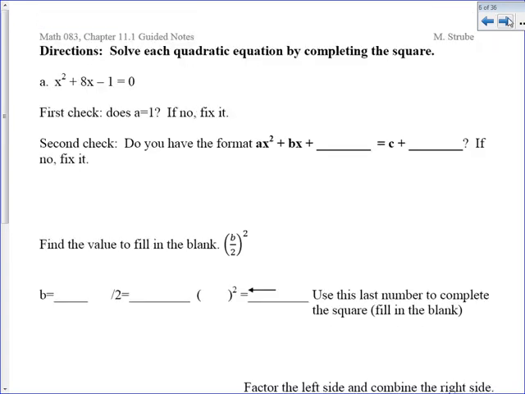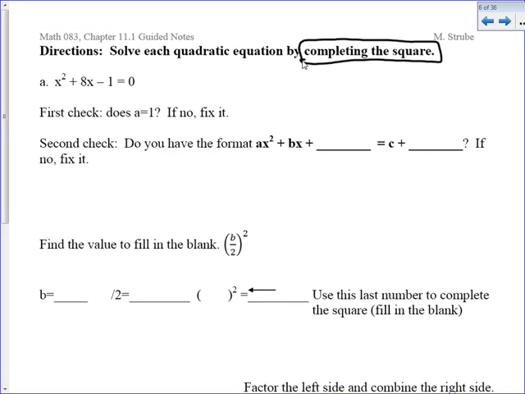All right, so this is what your problem's going to look like. It's going to look like any of our other quadratics. And this is why it's really important in this unit to pay attention to directions. So this process is called completing the square. I have x squared plus 8x minus 1 equals 0. So what we're going to do is we're going to make it look like Monday's problems, so then we can use our square root property.